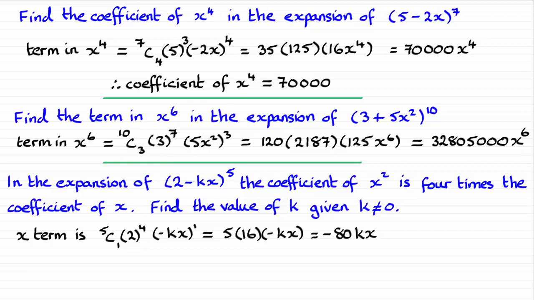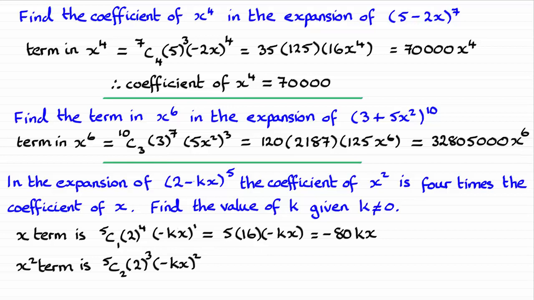Next, I'm going to look at the x squared term, and if you look at the x squared term, it's going to be the (minus kx) all squared, so it's going to be 5C2, so that those two 2's agree, leaving us with the 2 at the front here being raised to the power 3, such that 3 and 2 make the 5.